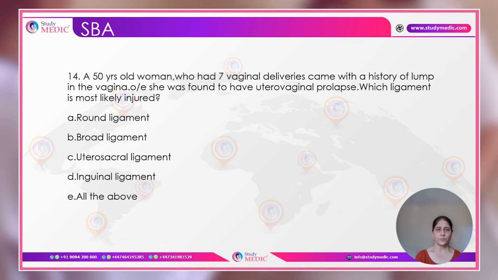The options here are round ligament, broad ligament, uterosacral, inguinal ligament, or all of the above. Now we know that round ligament and broad ligament are basically just folds of the peritoneum, and they really do not give any support to the uterus. Inguinal ligament has no role, or it is not even remotely connected to the uterus. So the only choice that is left here is the uterosacral ligament.